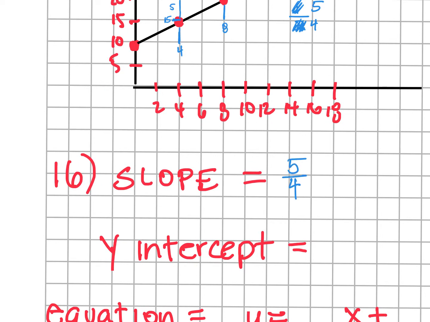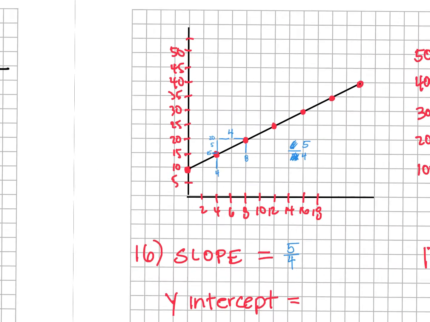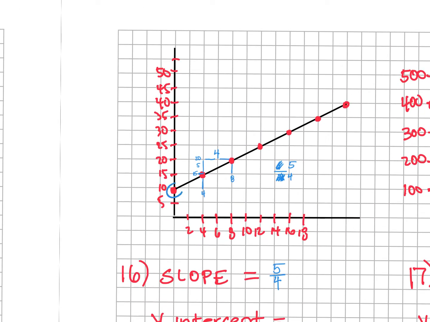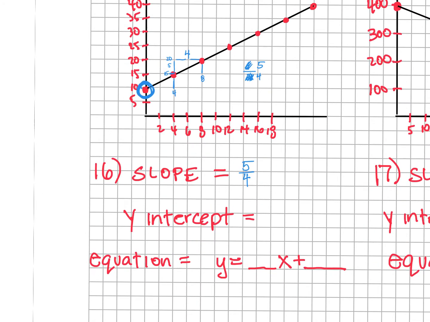Okay, so what's our y-intercept? Those are really easy on these ones. Y-intercept is where the graph starts. On these style graphs, it's really easy. Right there, at 10, plus 10.